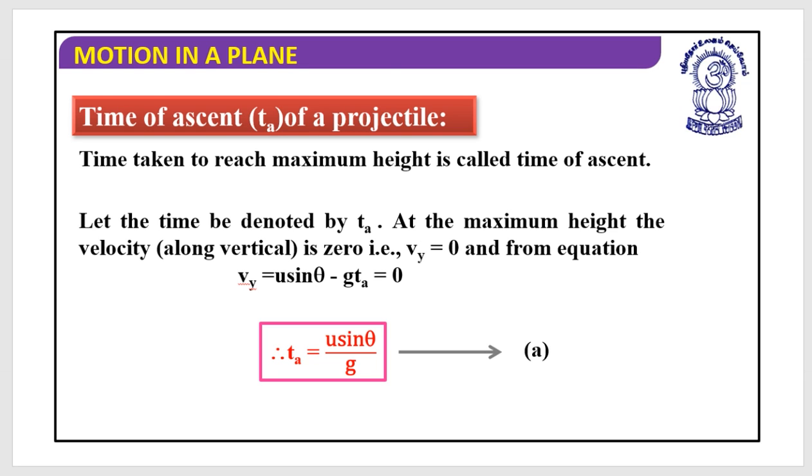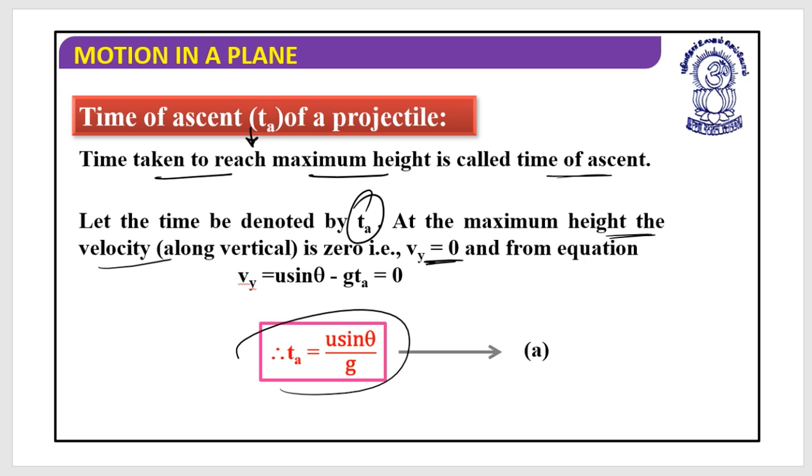It's the time of ascent of a projectile. What is time of ascent? Now we know that the time required to reach maximum height is called the time of ascent, and the time of ascent can be denoted as ta. At the maximum height the velocity along the vertical direction is 0, so we can write vy equals 0. And if vy is equal to 0, I can say the time of ascent could be written as u sine theta by g.